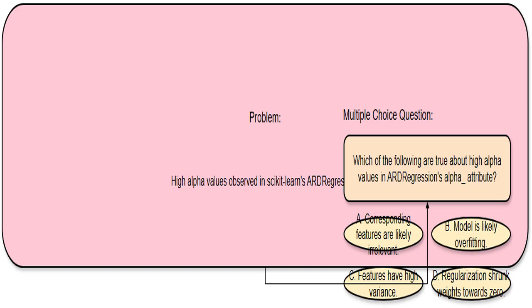Okay, so you fit an ARD regression model, and some of the estimated precisions, the alpha_ values, are extremely large. Think of alpha as representing how certain we are about a feature's weight. A high alpha means we're very certain the weight is close to zero. That's what we are investigating. We'll analyze why this happens.